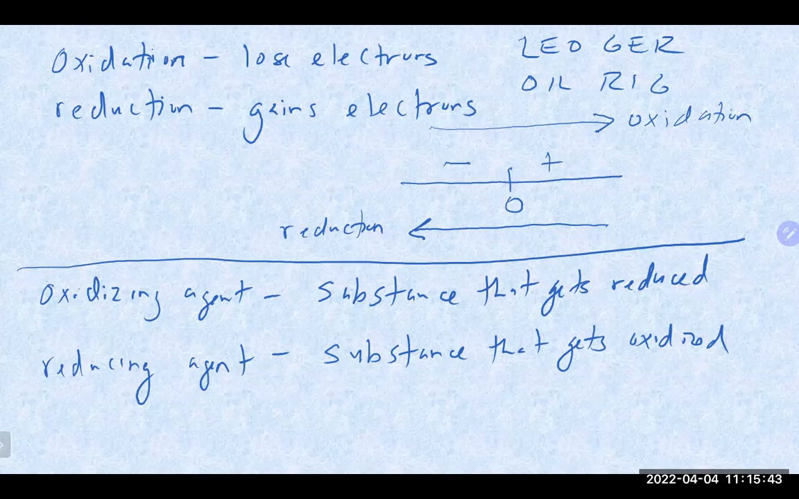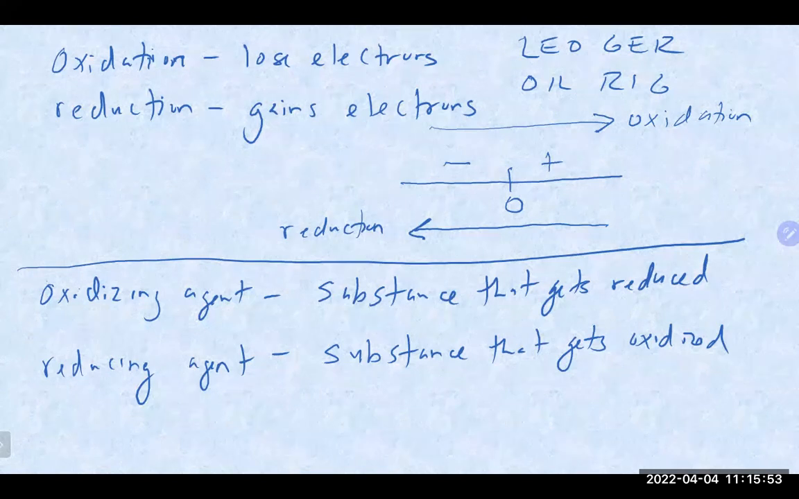The reducing agent is the opposite. When that one gets oxidized, it's going to lose its electrons, which is going to cause somebody to pick up the electrons and become reduced. So they're called agents because they cause the opposite effect in the other one. Any questions on that? So we'll take a look at one here to see if we can identify those things.